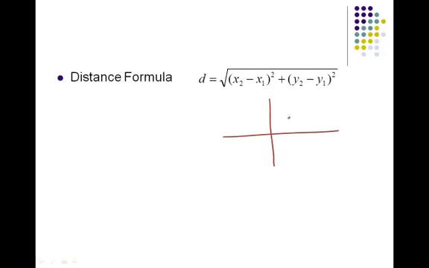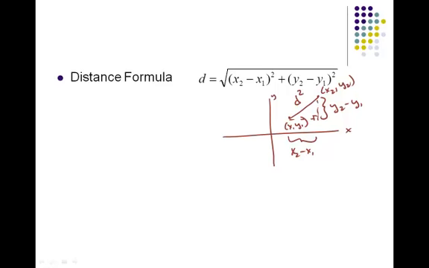If I have 2 points in a coordinate plane, and this point is x sub 1, y sub 1, this point is x sub 2, y sub 2, and if I draw a right triangle there, then this distance on the right triangle is x sub 2 minus x sub 1. The distance up here, let's put this up a little higher, would be y sub 2 minus y sub 1.